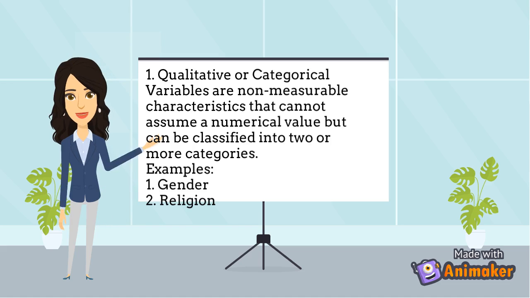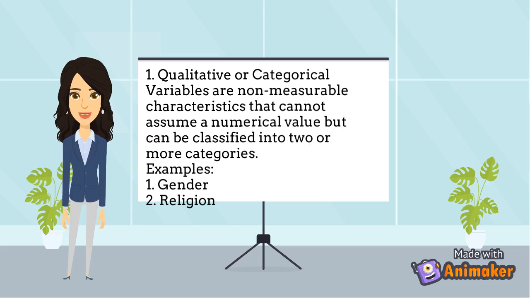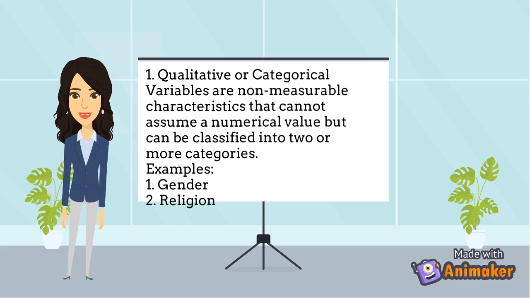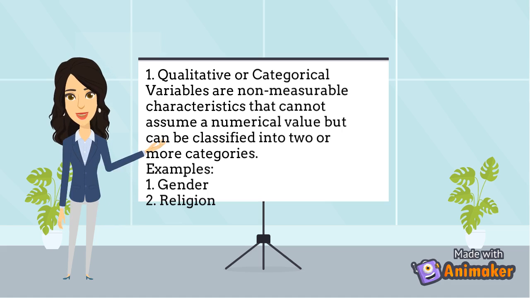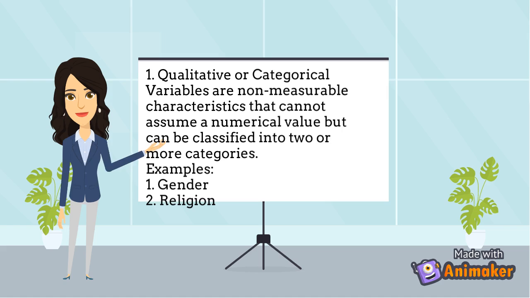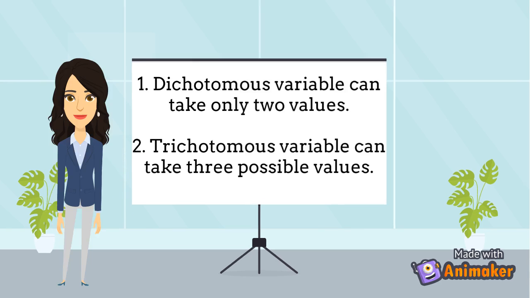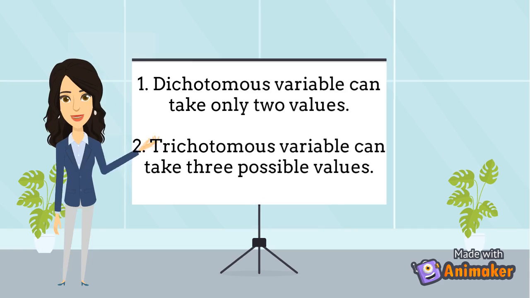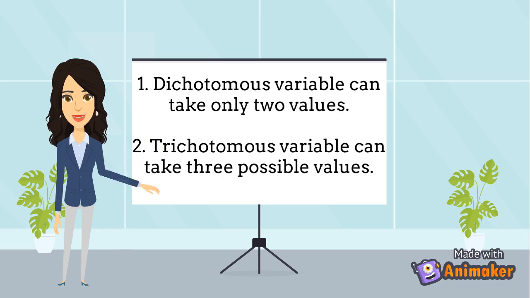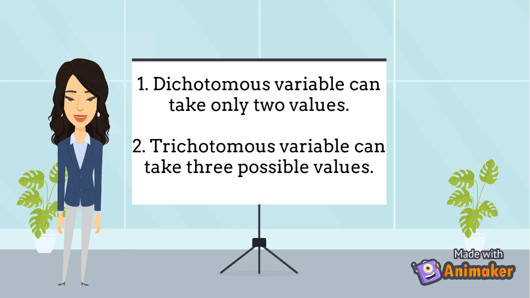1. Qualitative or categorical variables are non-measurable characteristics that cannot assume a numerical value but can be classified into two or more categories. Examples. 1. Gender. 2. Religion. 1. Dichotomous variable, can take only two values. 2. Trichotomous variable, can take three possible values.